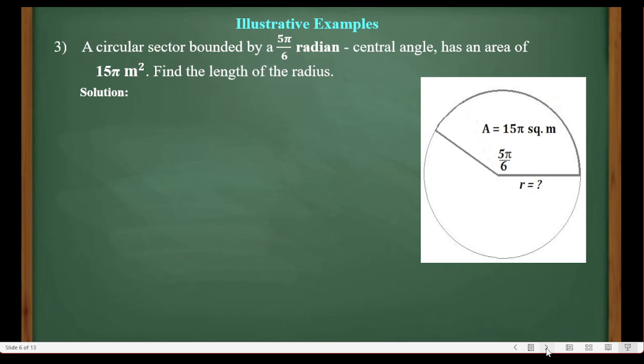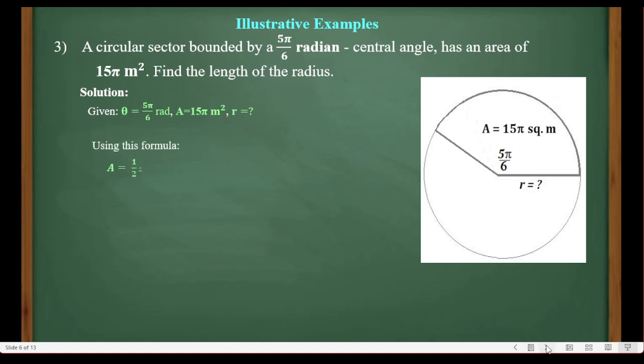So what is the area of the sector? Okay. So what is the length of the radius? Okay. So for our solution, we just simply write down the given information. And those are what? The measure of the central angle, which is theta, equals 5 pi over 6. And the area of the sector, which is 15 pi square meters. And the one we're looking for, the length of the radius, denoted by small letter r.